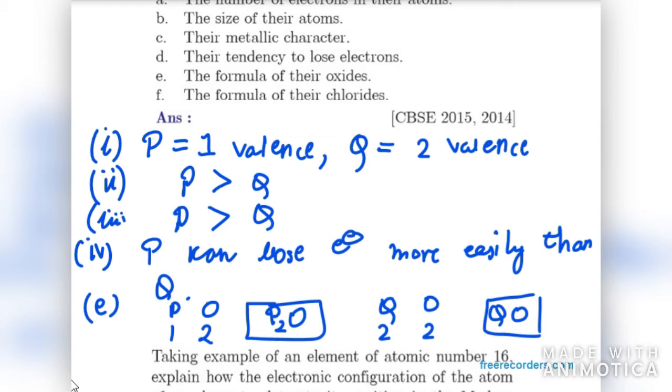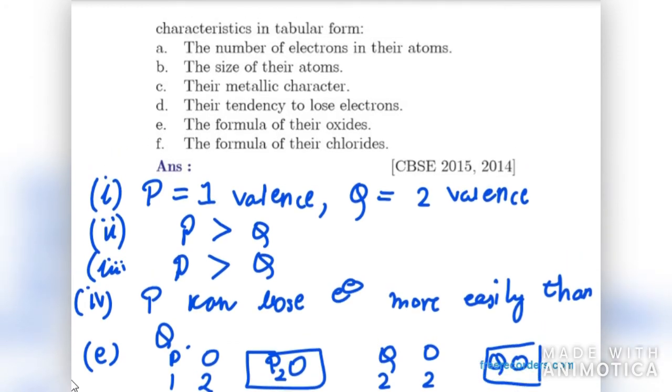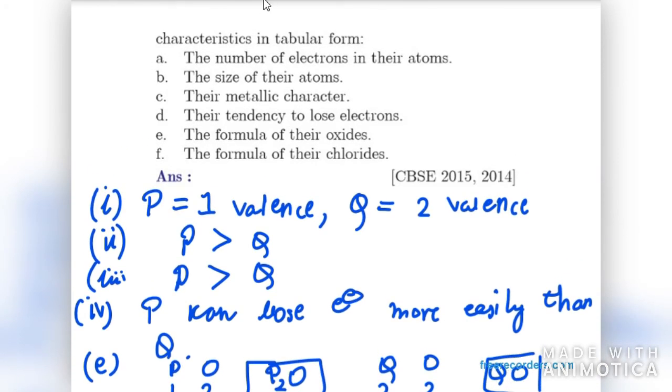So let's make the formula of their chlorides. Let's write PCl. P has one electron and Cl has again one electron, so it will be PCl. Q has two valence electrons and Cl has one, so it will be QCl2. This is their formula with their chlorides.